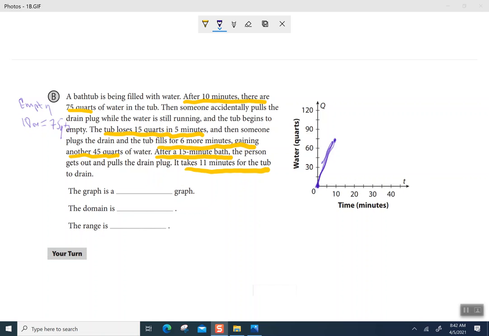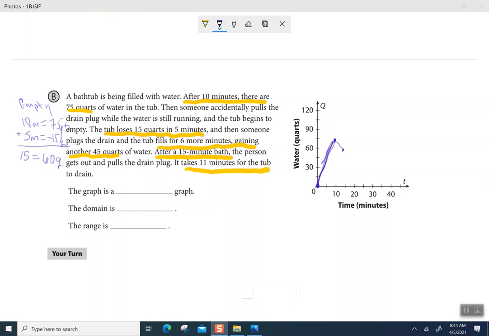Okay, let's see. Then we're going to add 5 minutes, but we're going to subtract 15 quarts. That means we are now at 15 total minutes, but we went down to 60 quarts. So here's 15 minutes, here's 60 quarts, and it's going to go down. Okay, let's see what happens now.